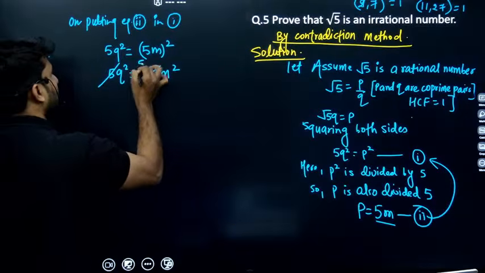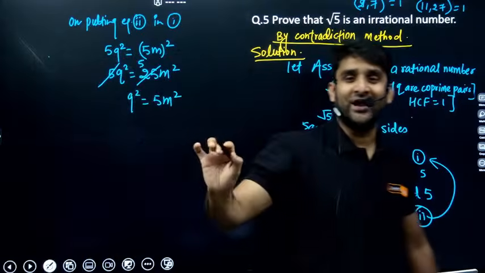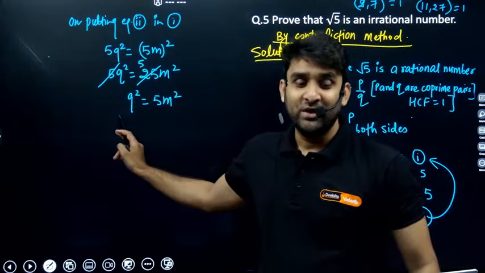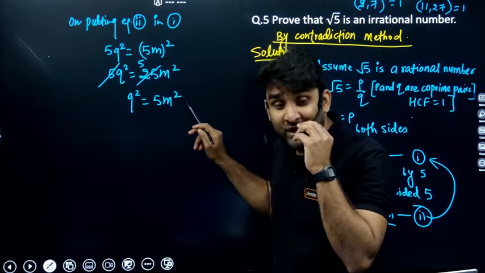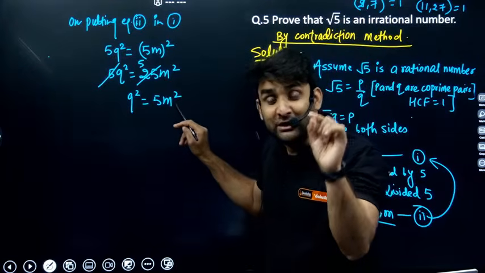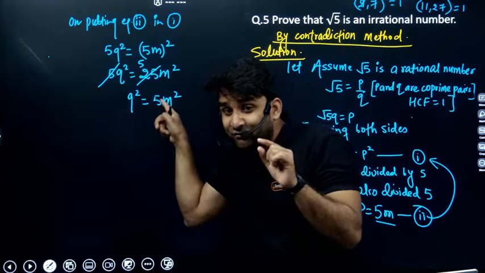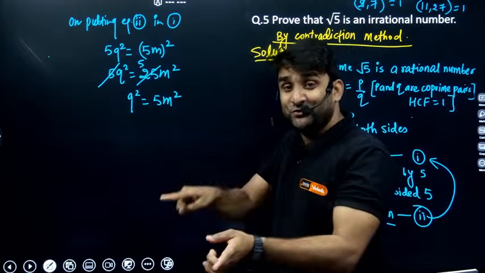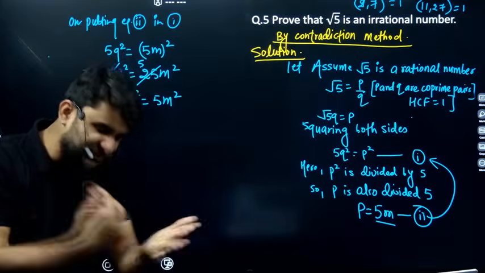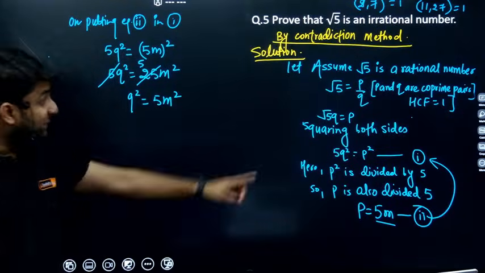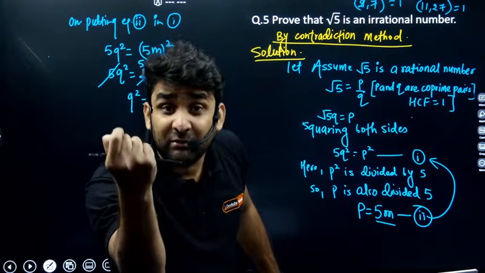5 will cancel this. Now look at the position of 5. Now 5 is on the right hand side, in multiplication with M square. If 5 is in multiplication with M square, it implies that 5 will go to the left hand side and 5 will be dividing Q square. So 5 can divide Q square, and this is clearly violating our assumption, because our assumption was P and Q are co-prime numbers. So only one can divide P and Q.